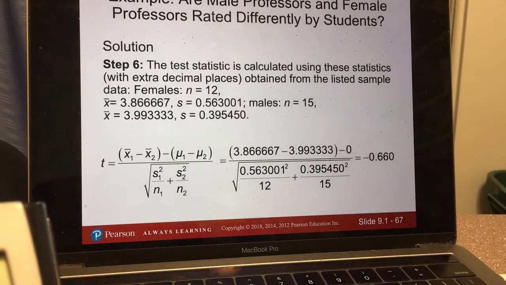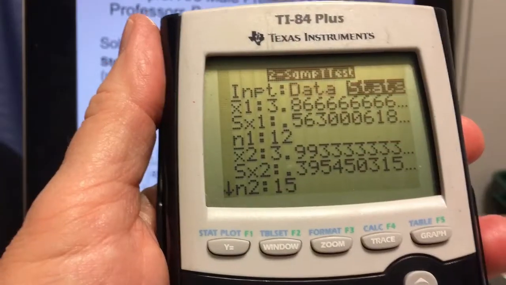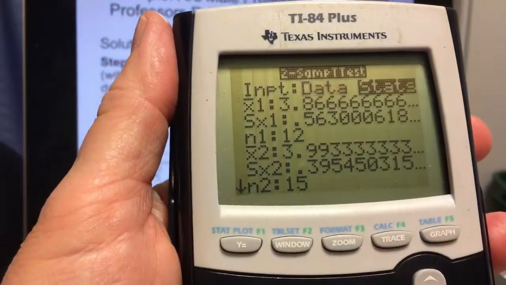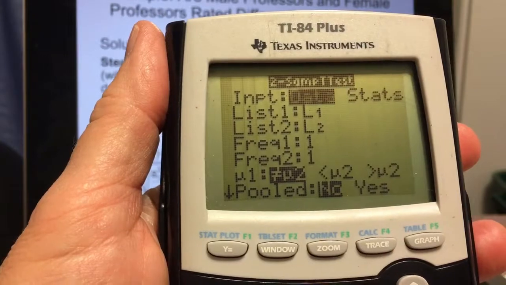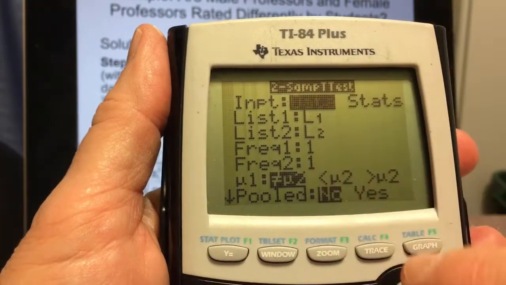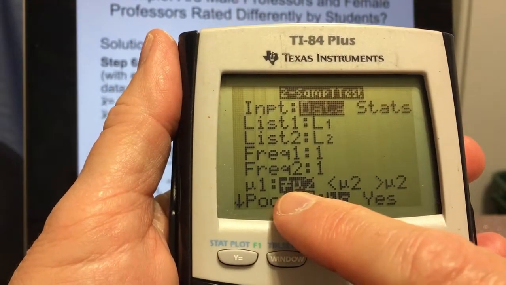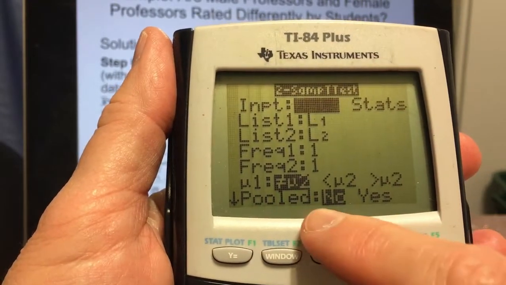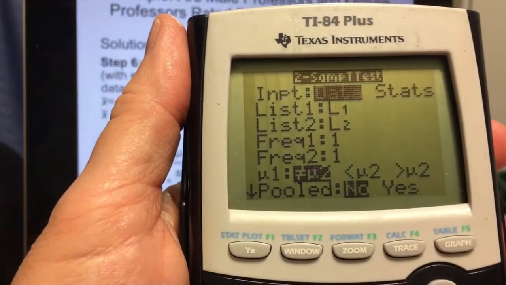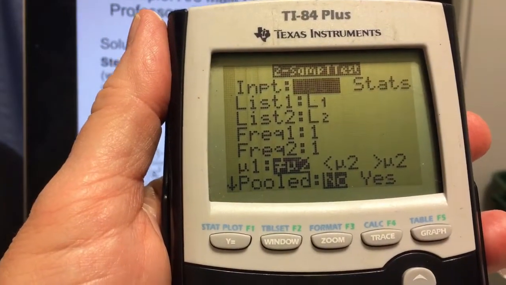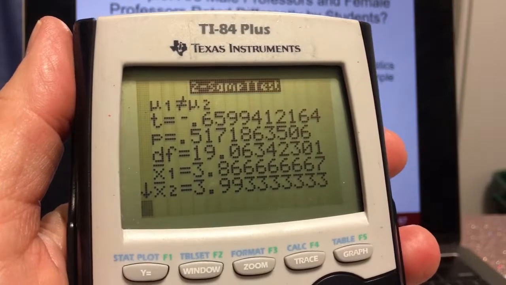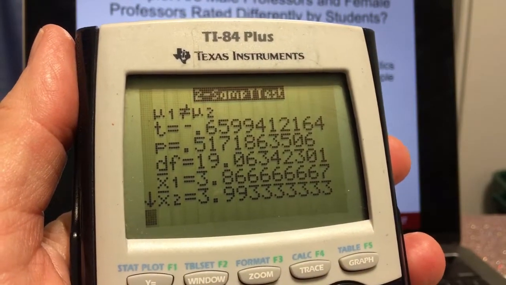Now I'm going to use the data that I have entered in. So I'm going to go back to my data here, and I'm going to hit enter. And now it's going to say, do you want me to go to L1 and L2? Well, that's where I have the data stored. And I'm still going to keep this not equal to, no pooling. And I hit enter. And when I do, I get something very, very close to what I had before.